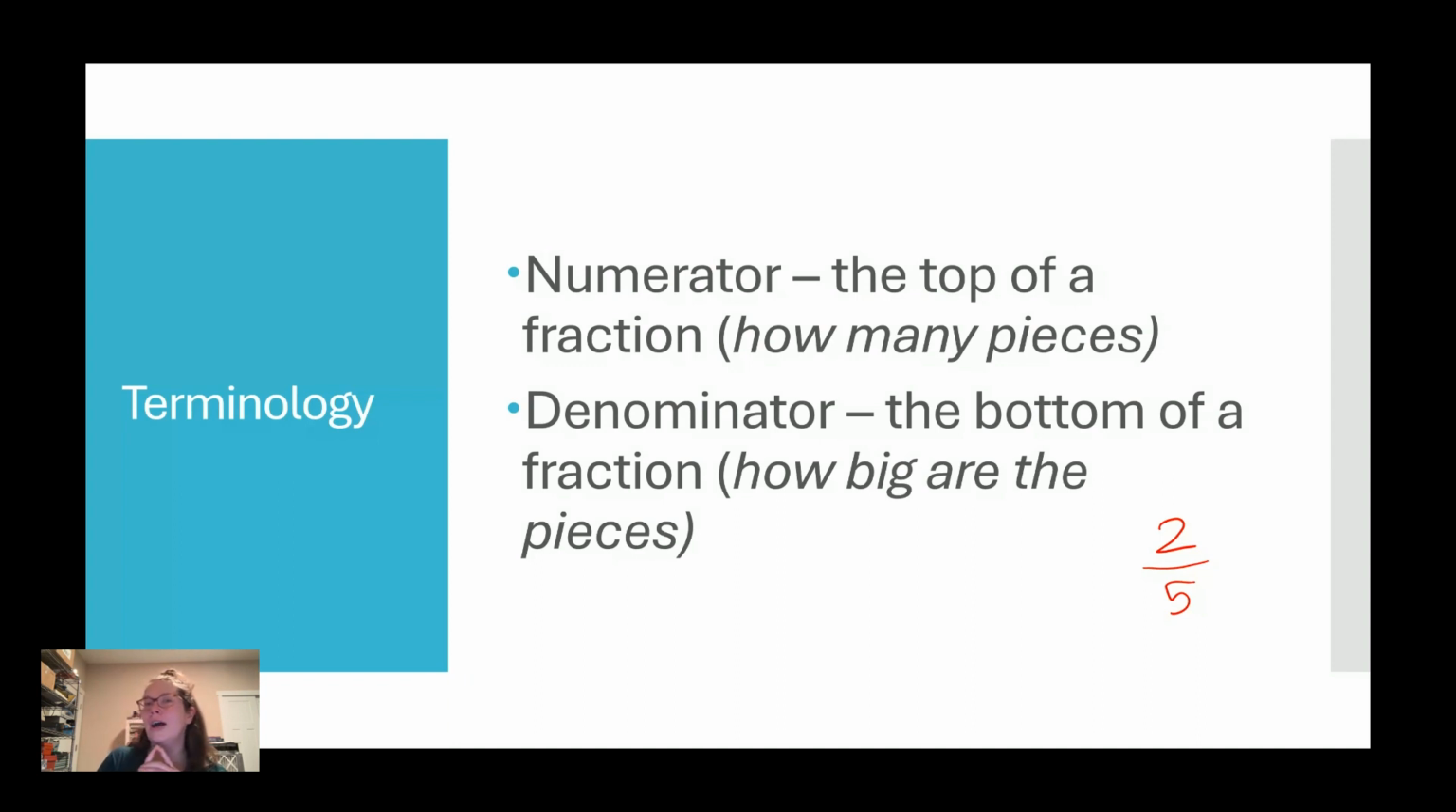So the bigger a denominator is, the smaller those pieces are, right? If you cut something 10 times, you're getting much smaller pieces than if you cut it 3 times. So a bigger denominator gives you a smaller size piece. And then on the top, that numerator, how many pieces do you have?